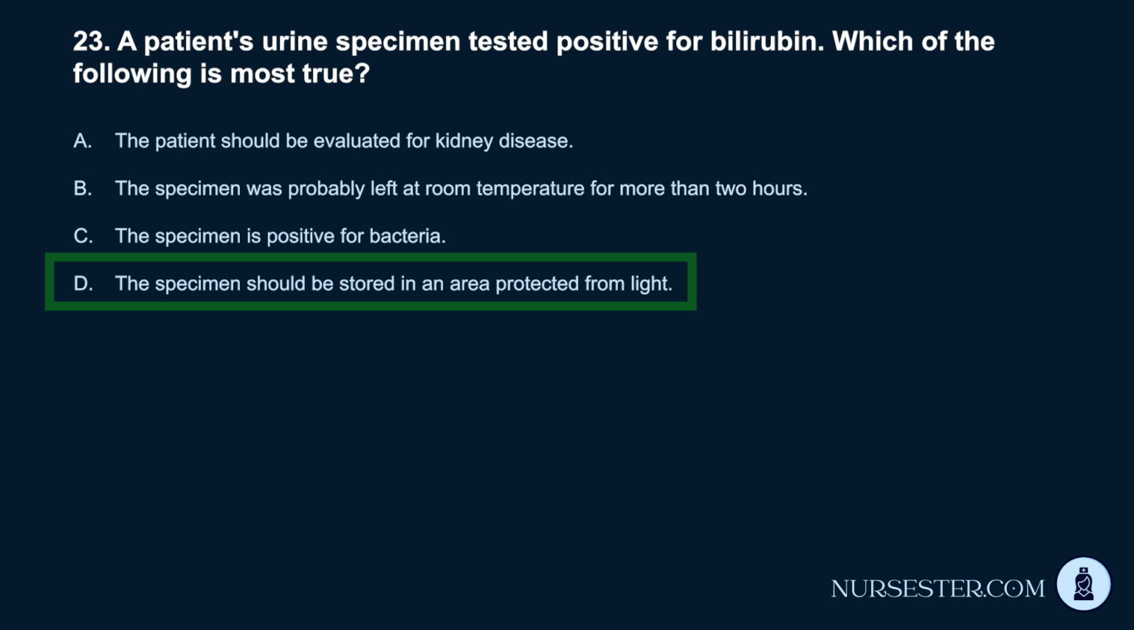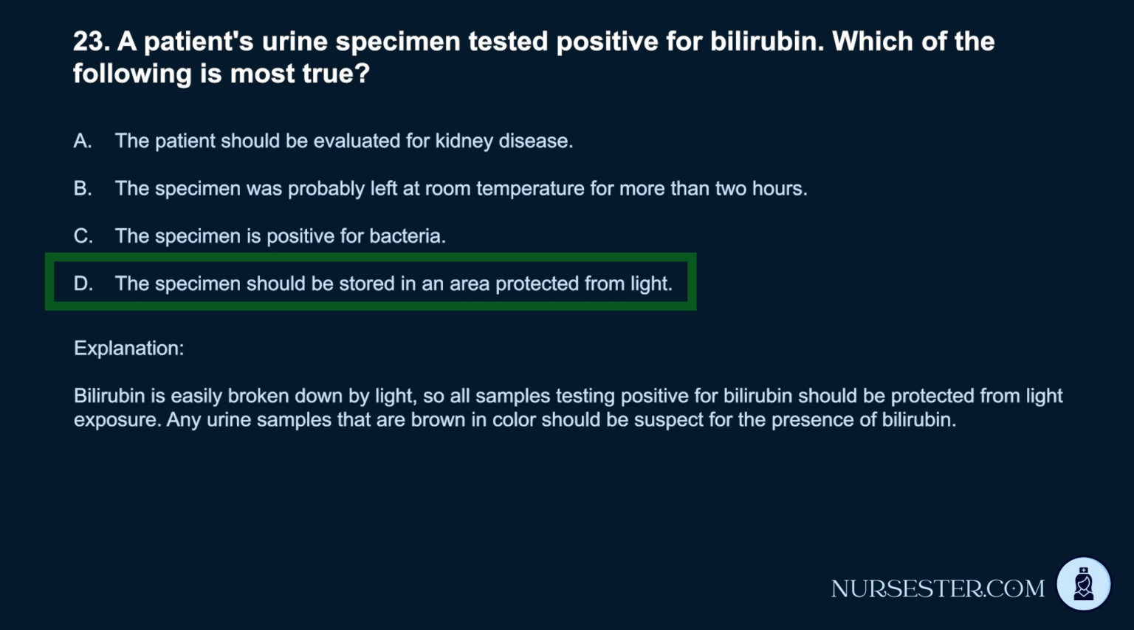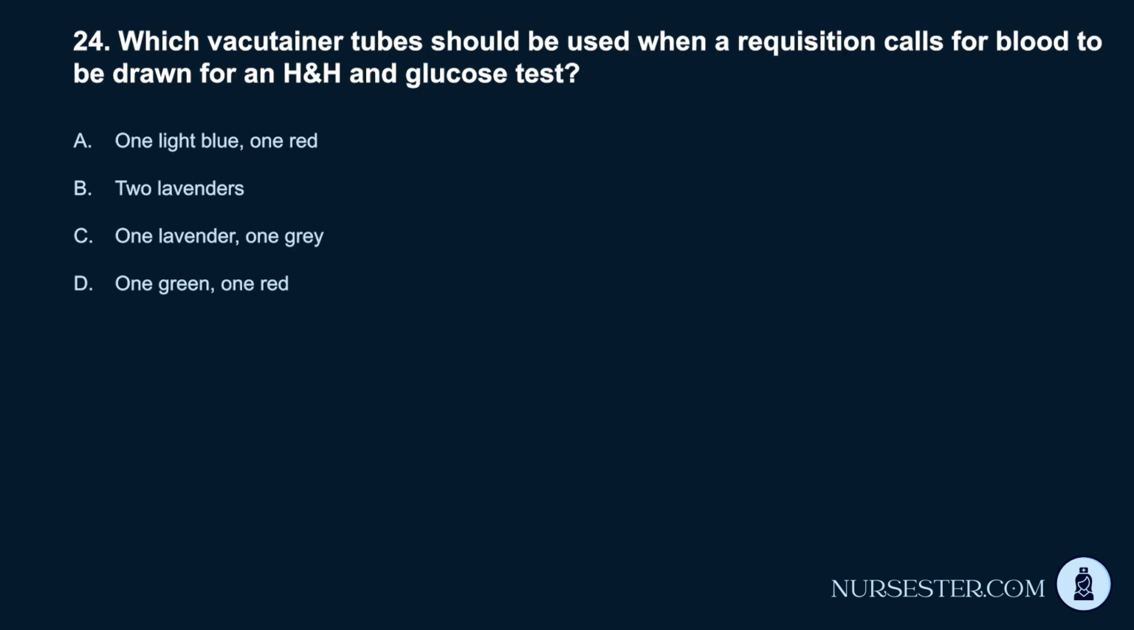Correct answer, D. The specimen should be stored in an area protected from light. Bilirubin is easily broken down by light, so all samples testing positive for bilirubin should be protected from light exposure. Any urine samples that are brown in color should be suspect for the presence of bilirubin.